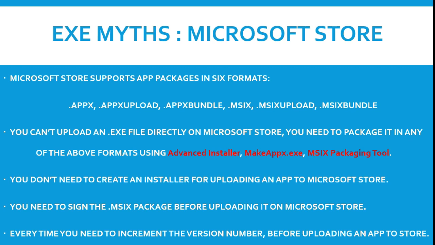I have explained how you can sign the package by buying a certificate from a Digital Authority, or you can create your own temporary certificate that will be applied on your own desktop machine, and then you can sign the MSIX package. Every time you need to increment the version number before uploading to the store. Basically, this is the fundamental concept. Whenever you make some changes, you need to update the version number if you wish to upload and update it on the Microsoft Store. So basically, these were some exe myths. In this video, all your exe myths are also cleared out: how we can upload apps to Microsoft Store, which formats Microsoft Store supports, and how we can sign a package.